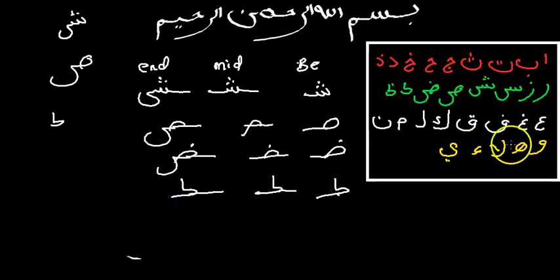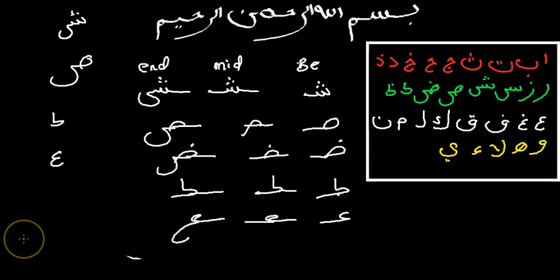Let's move to ainun. The isolated form of ainun is this. The beginning form is this. Middle form of ainun is this. And the end form of ainun is this. Same thing with rainun.